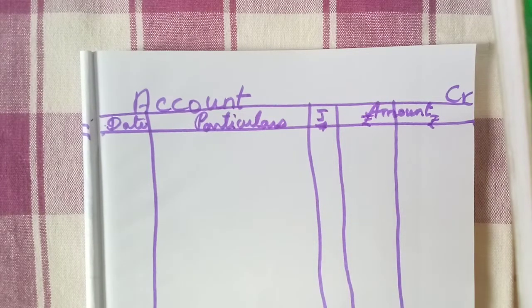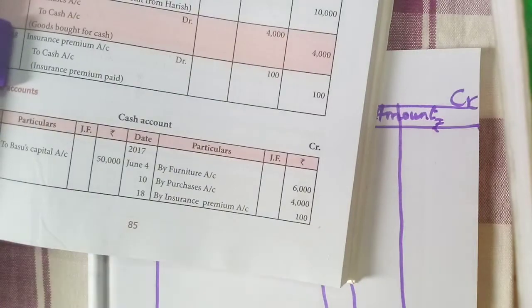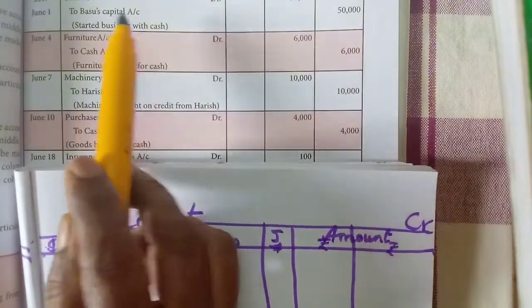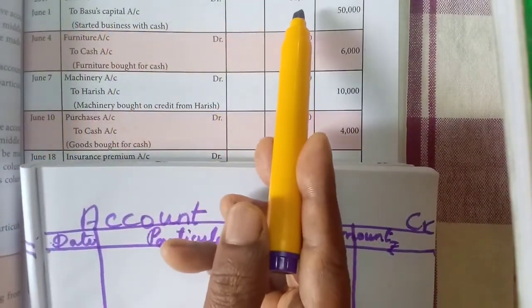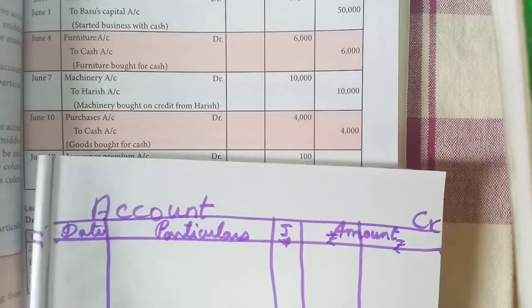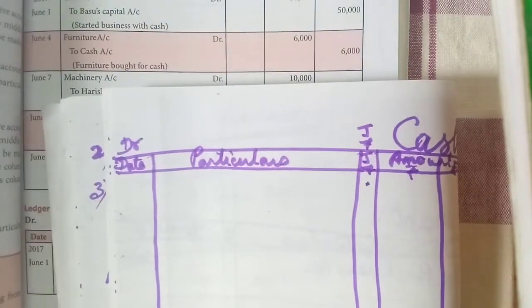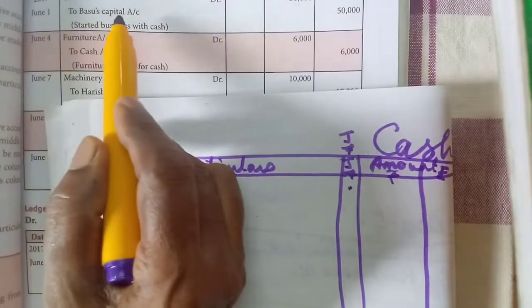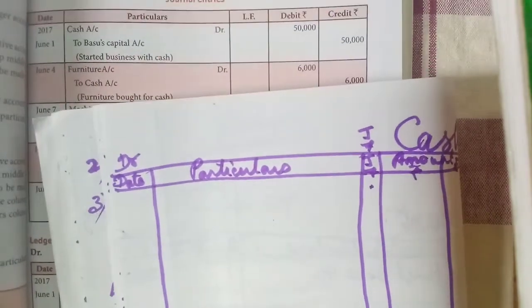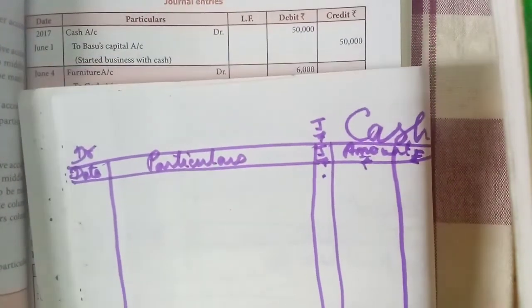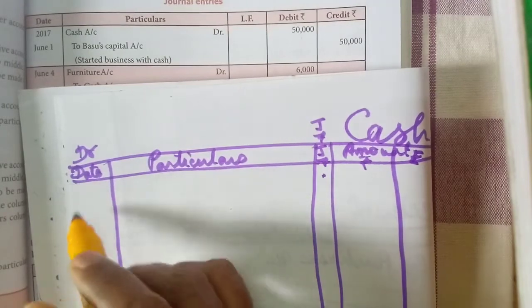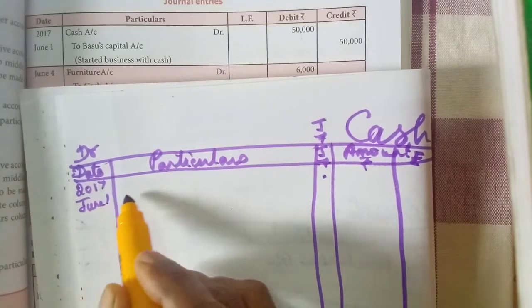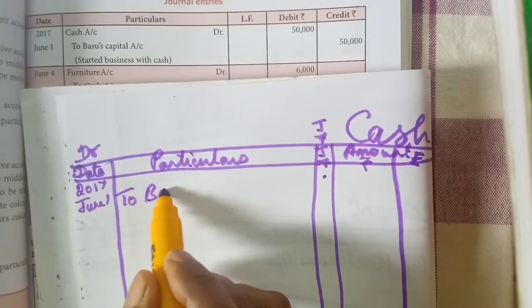First in the journal entry, what is there? Cash account, isn't it? Cash account debtor 50,000. Then, so which side we have to post? In the debit side of the cash account. How we should write? To Basu's capital. Okay, to Basu's capital. Here date we should write first. 2017 June 1 to Basu's capital.